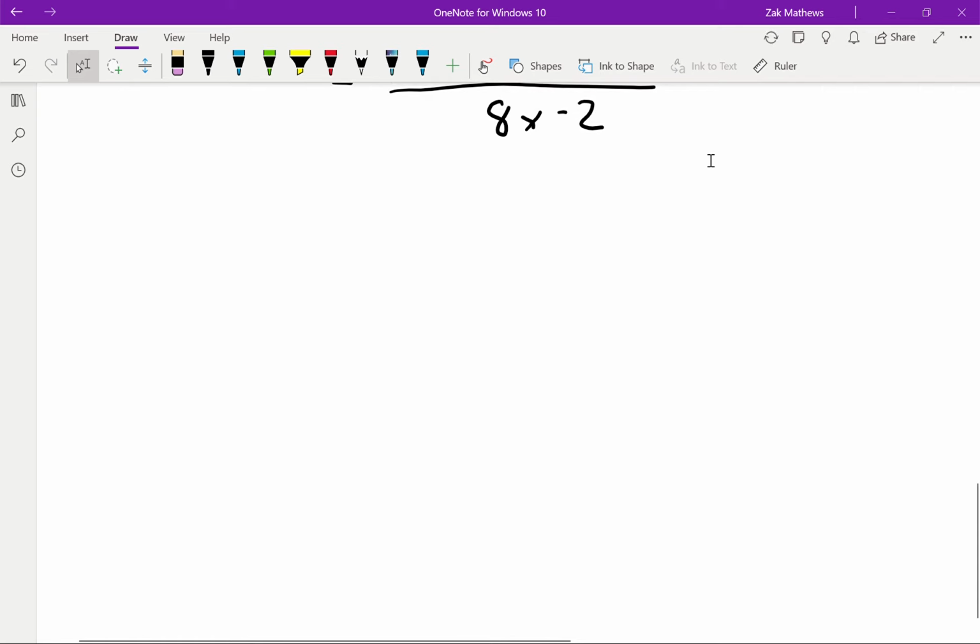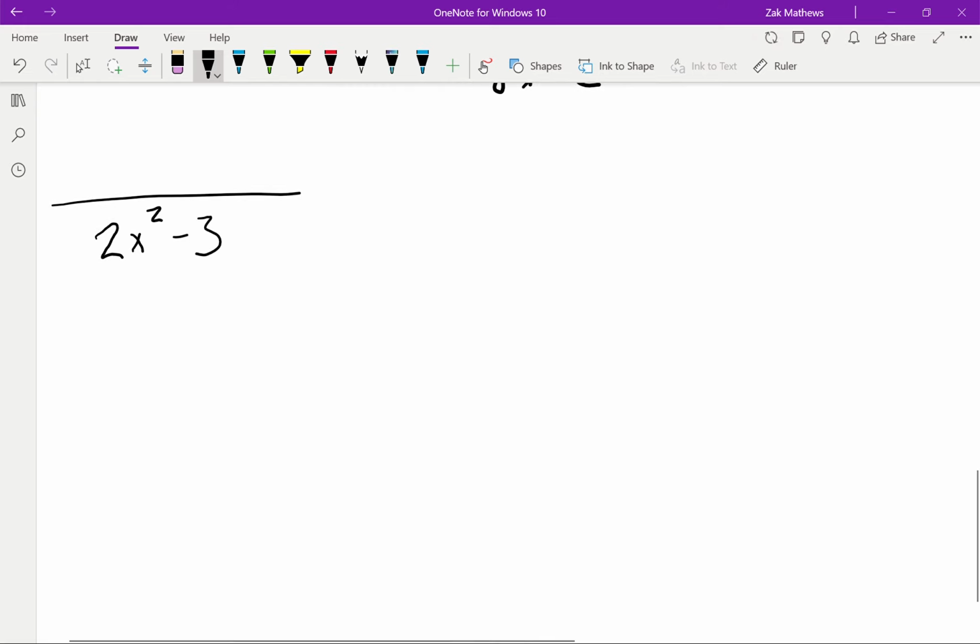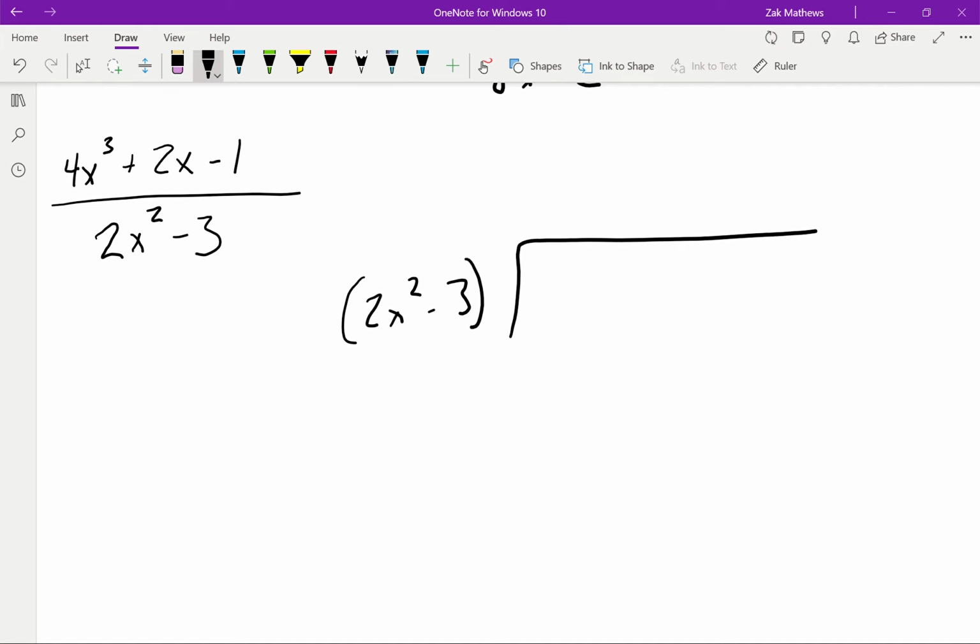Let's take a look at one final problem. Let's take a 2x squared minus 3. I'm going to set it up as a fraction for starters. Let's take a 4x to the 3rd plus 2x minus 1. So I'm going to divide these two things. I don't know how to factor these, so I'm going to use my long division. The 2x squared minus 3, I'm going to divide into the other expression, where we have the 4x cubed.